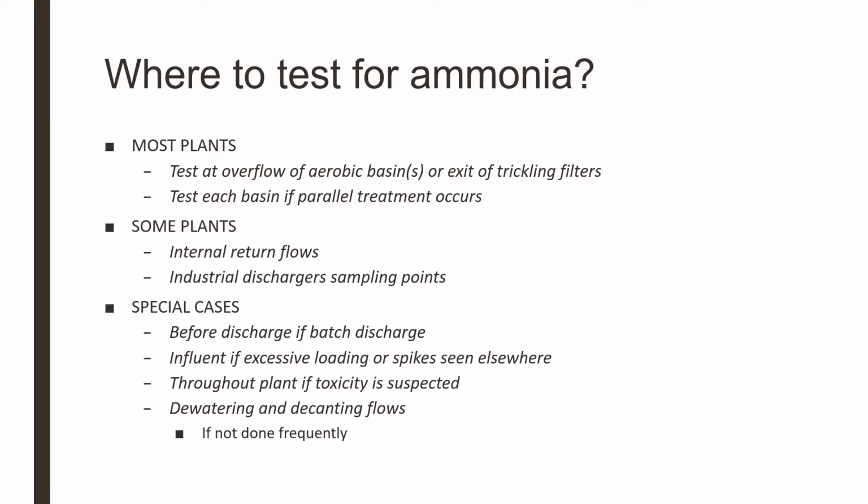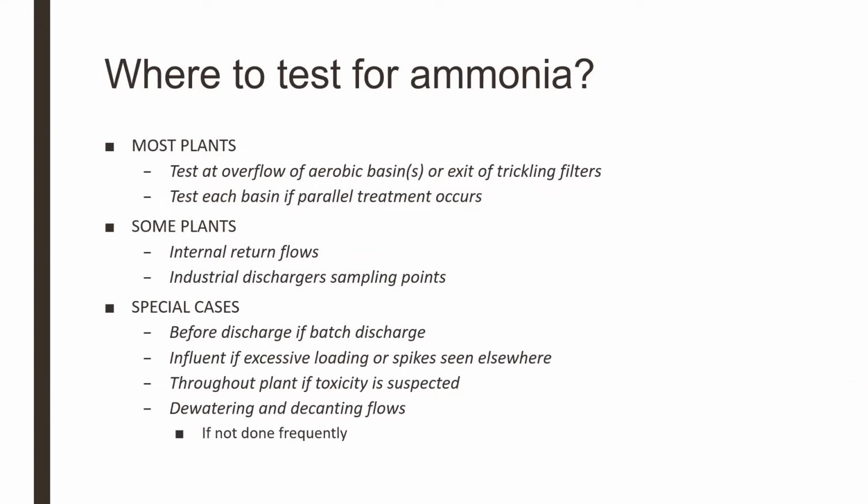So for some plants, you may also want to test internal return flows. If you have industry in your collection system, you may also want to test some industrial dischargers at the sampling points you have set up for them. It's special cases, this whole presentation series is a series of generalizations. So there may be some cases where it's important to test for ammonia. So you might be a facility where you have batch discharge requirements.